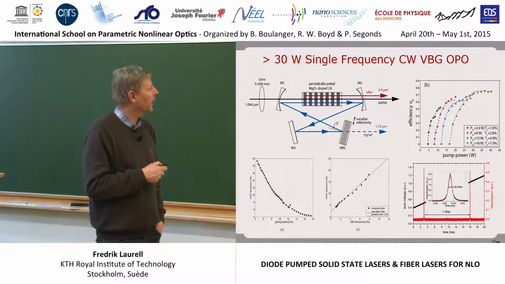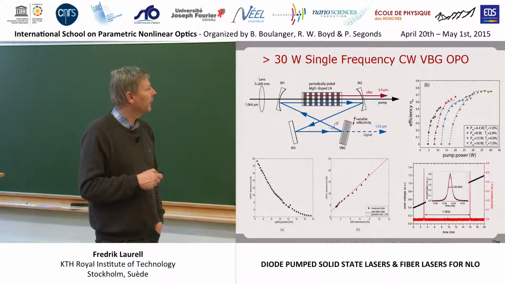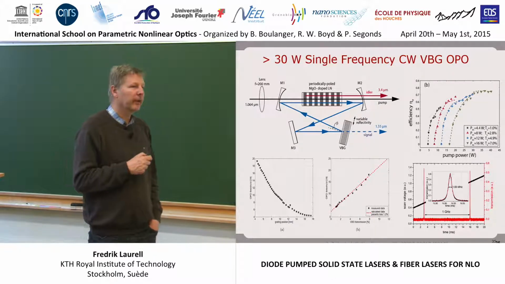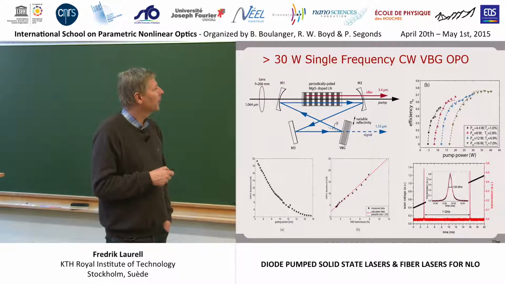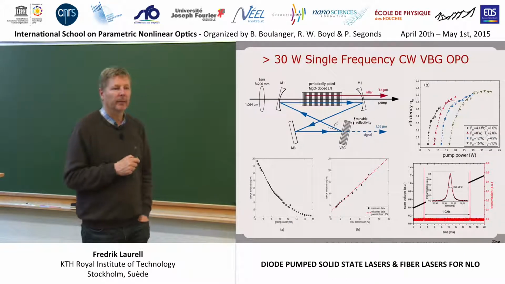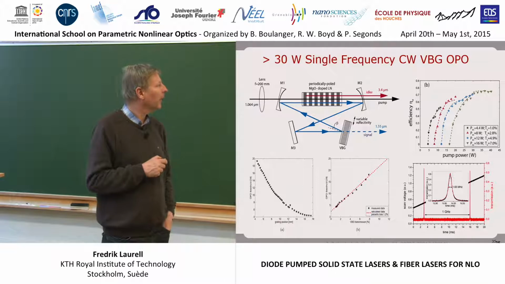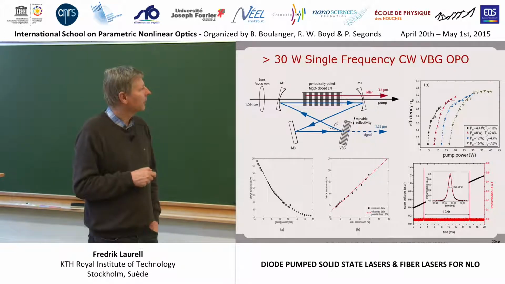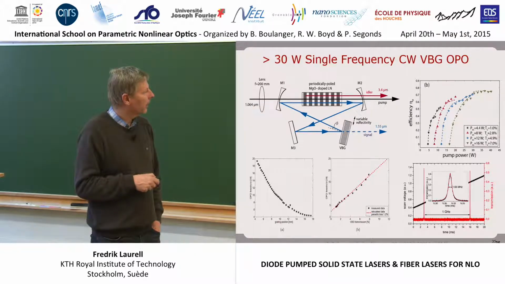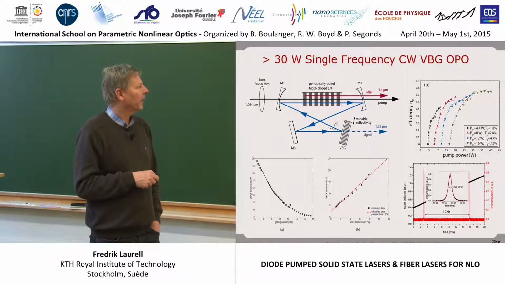Then we were looking into the possibility of OPOs instead, so maybe OPOs are better. We took our PPKTP here and made CW OPOs, and they didn't work very well, in fact. Normally in the pulse regime, PPKTP OPOs work very well. So we changed to magnesium-doped lithium niobate, and here we put in a VBG with one fixed grating, but a variable reflectivity.